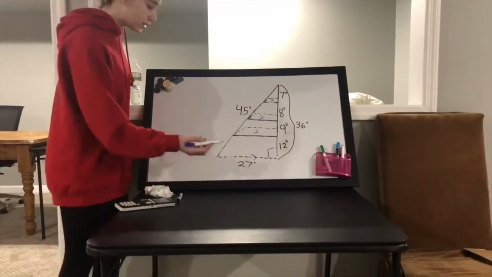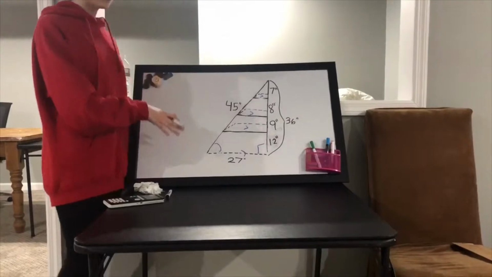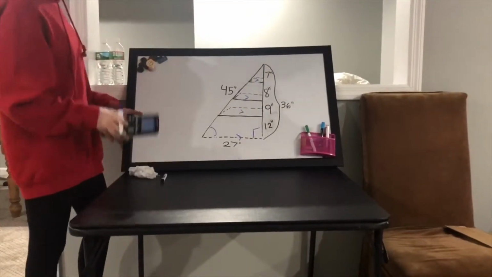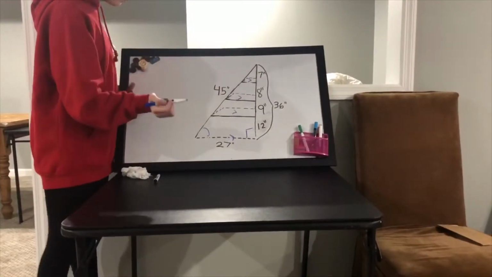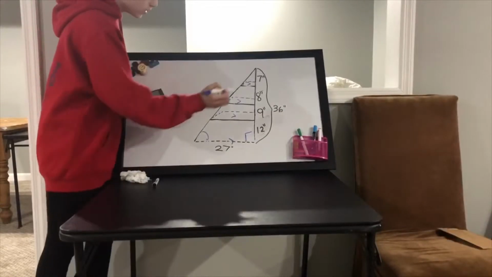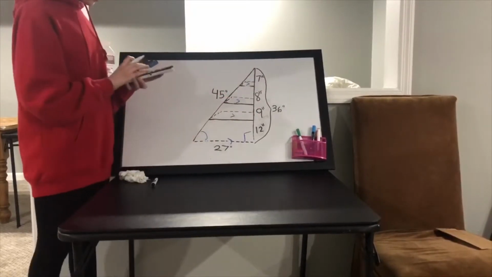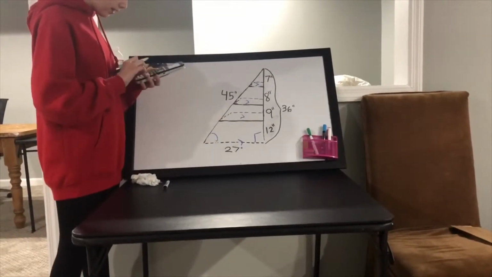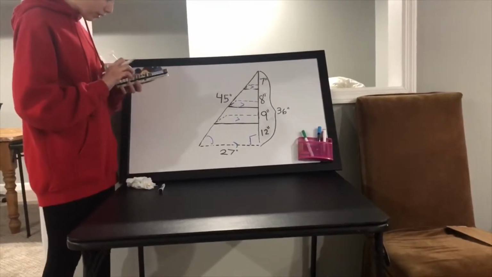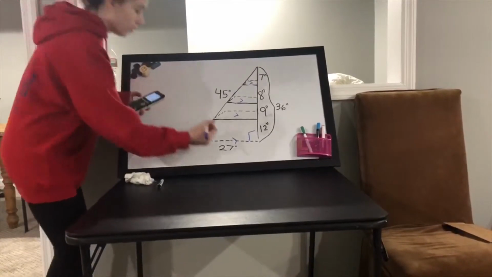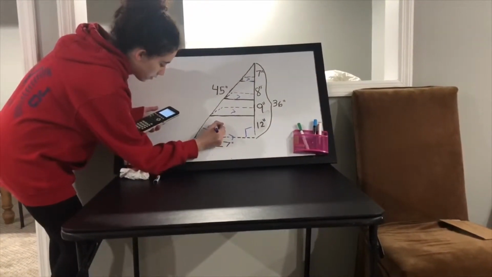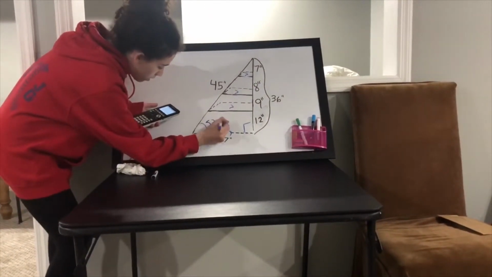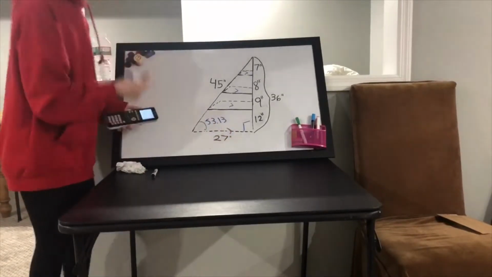So the first thing we need to do is solve for this angle, and to do this we're going to be using the tangent property. We need to use its opposite over its adjacent. So we're going to put in second tan of 36 divided by 27, close parentheses, and we get 53.13 when we round to the nearest hundredth.